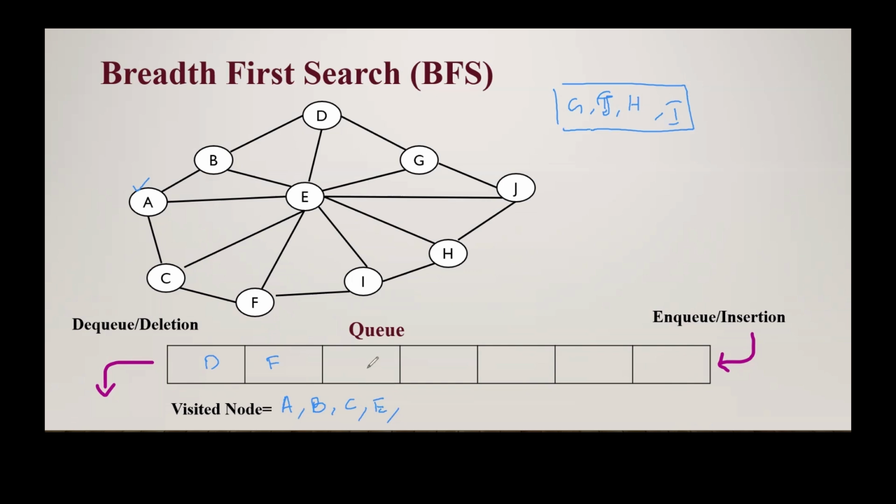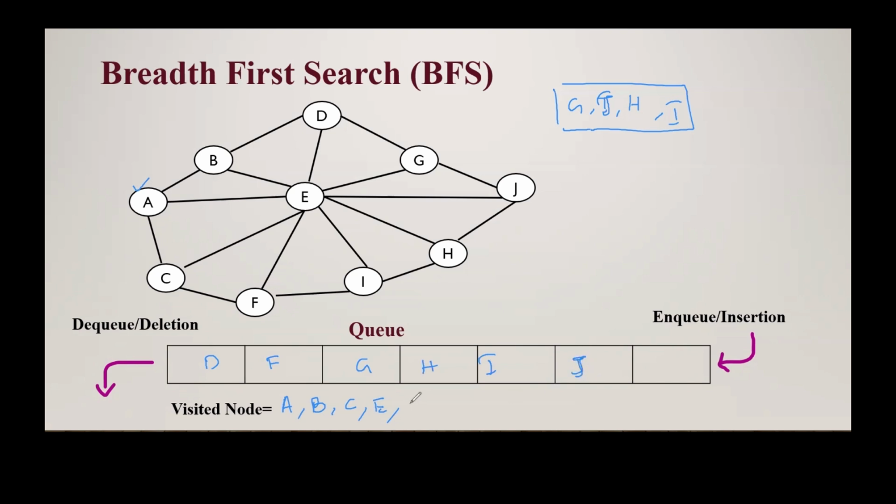But whenever we are inserting into the queue, here we have to perform the alphabetical order, because we already mentioned that whenever we insert any data into the queue, it should be on the basis of alphabetical order. So here what happened? I, J, so G, H, I, J. So it will store these values.